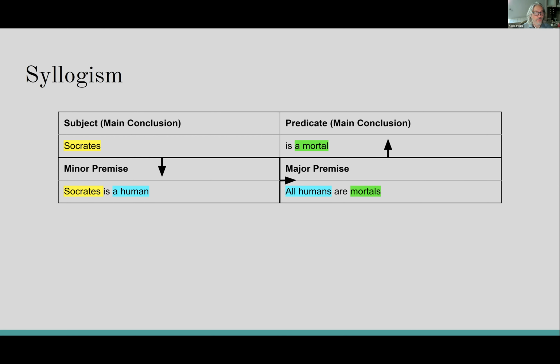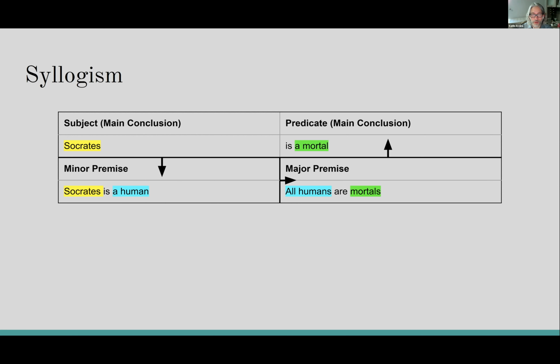And then in a sound argument, the major premise will repeat the middle term and connect it back to the predicate of the argument. So we intuitively know, I think, that Kurt was right, that Socrates is immortal has to be true if Socrates is a human and all humans are mortals. That is a syllogism. It's undeniable that the conclusion is true if the premises are true. But the way that we check the validity of that logic is a little more formal.